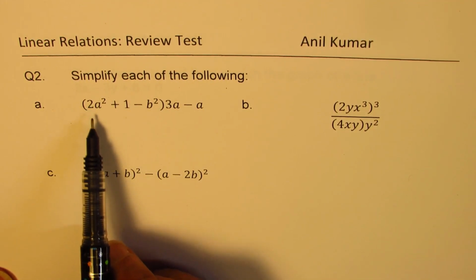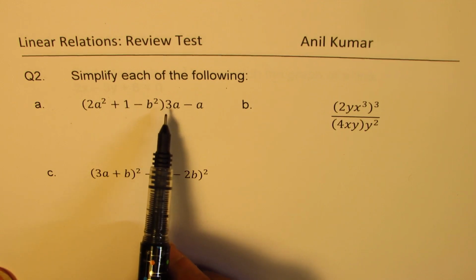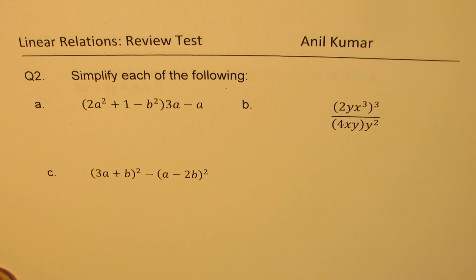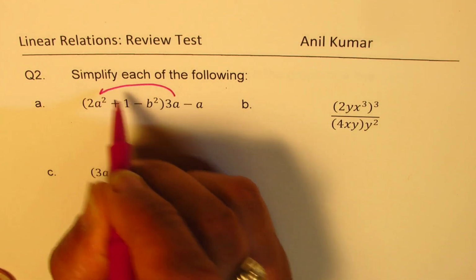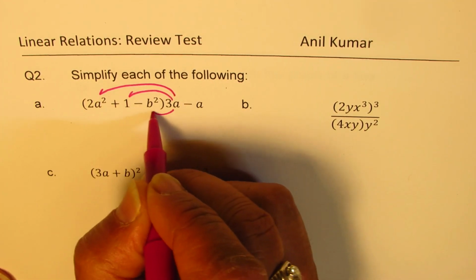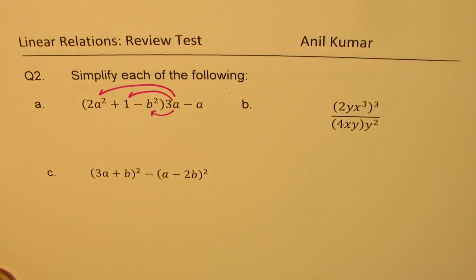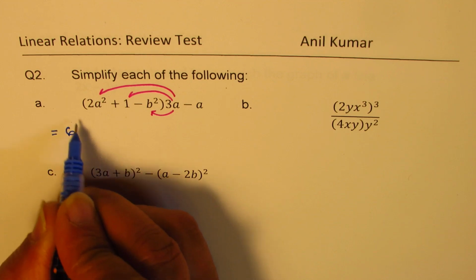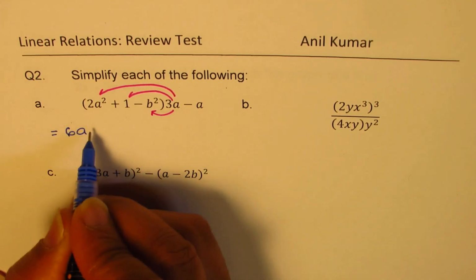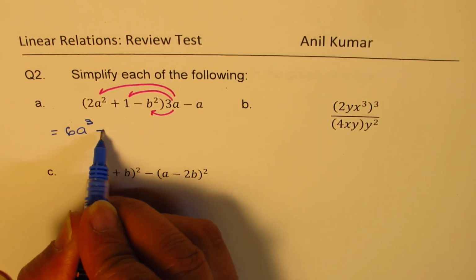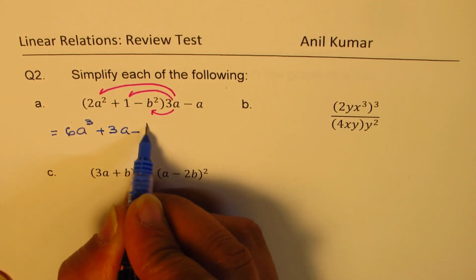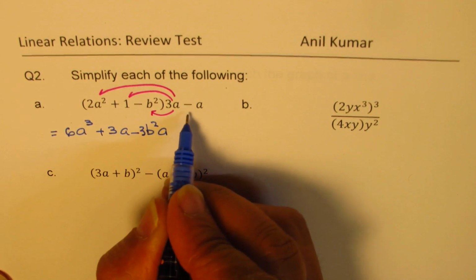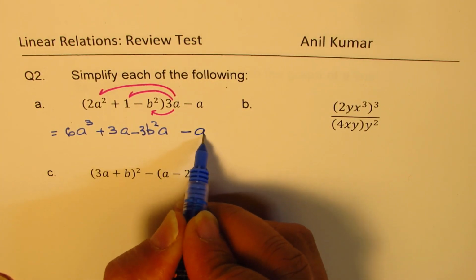We have 2a squared plus 1 minus b squared times 3a minus a. Now 3a should be multiplied with each of the terms inside this bracket. Clear? So let's do that. So we get 3a times 2a squared gives us 6, 3 times 2 is 6. A squared times a is a cube, plus 3a minus 3b squared a. And we have here minus a.